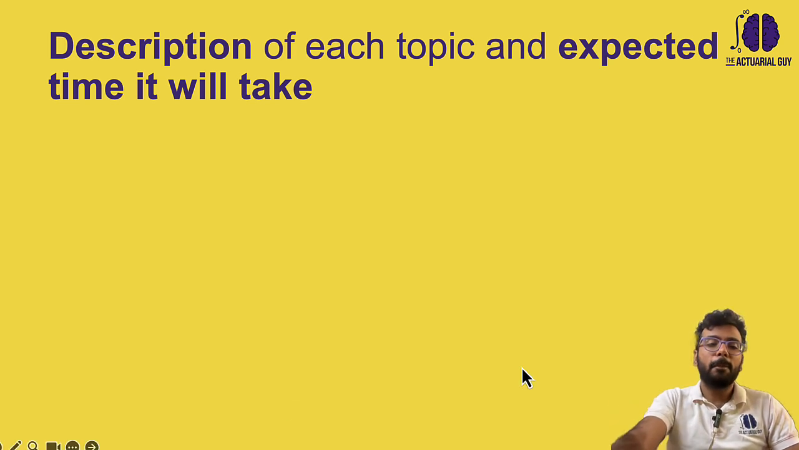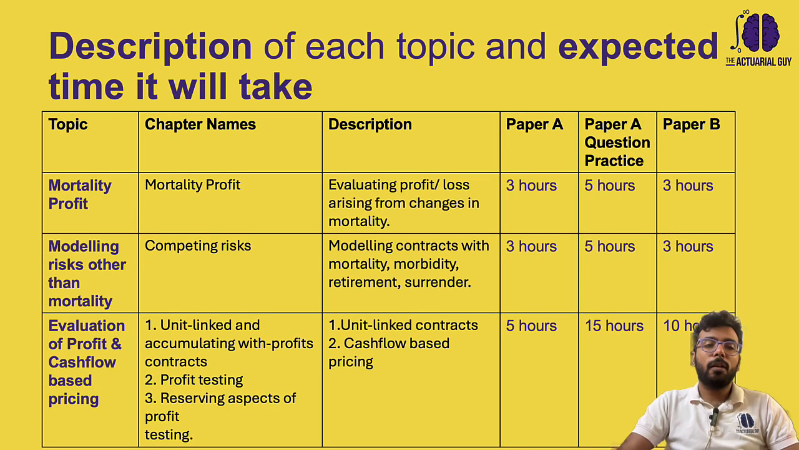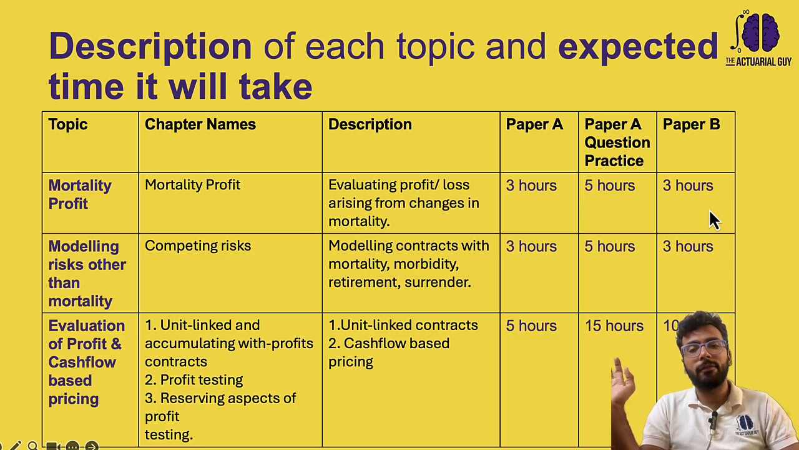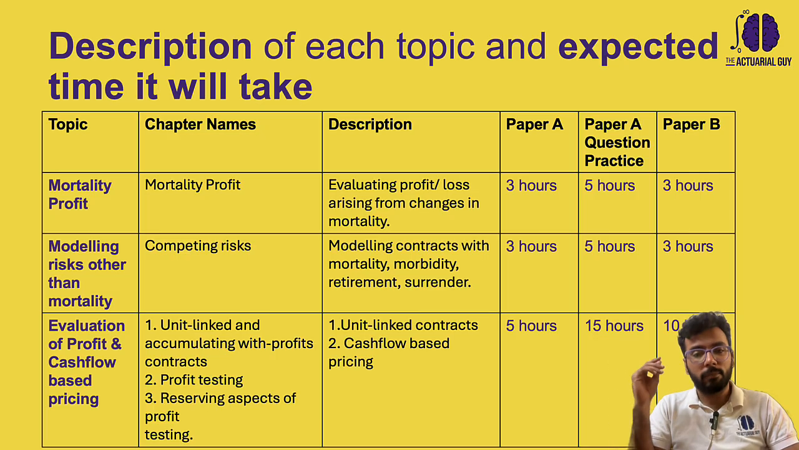Now moving on, we have the last bunch of topics. One is related to mortality profit. Again, this is where students get slightly confused. Practice here will take a good amount of time. Practice a good number of questions from the revision notes.